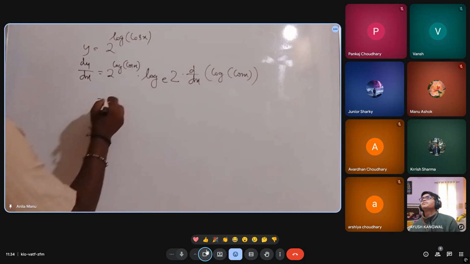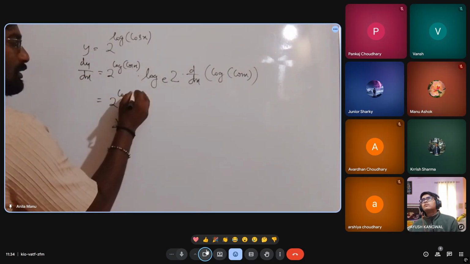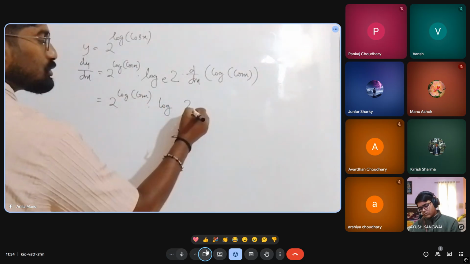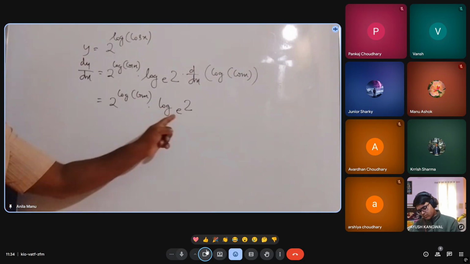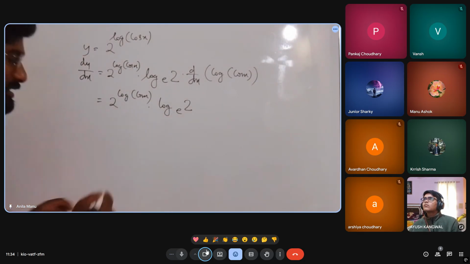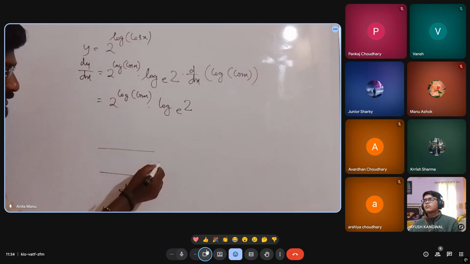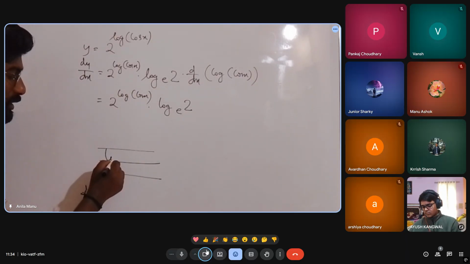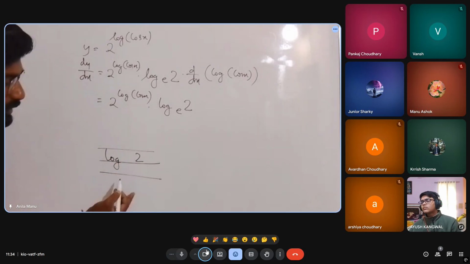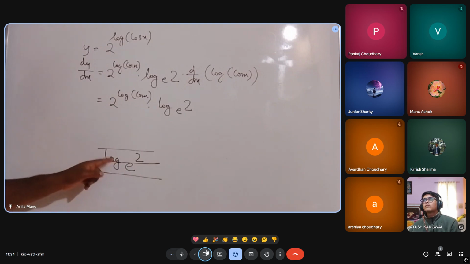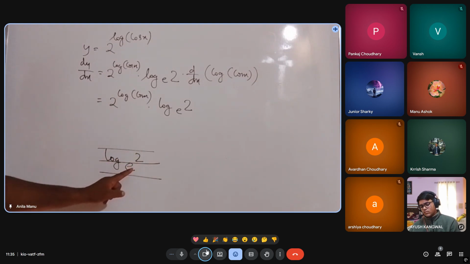See, 2 raised to log cos x into log 2 to the base e. Do you understand the position of e here? Suppose I write that in 3 lines like this. Here you can write log 2, and e you have to write here. This is the position of e. Log 2 to the base e, or log a to the base e. This is the way you have to write.